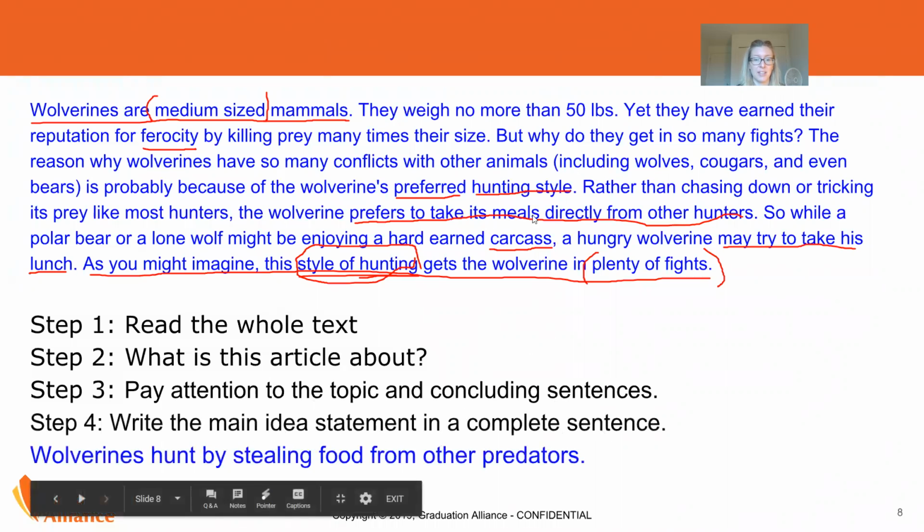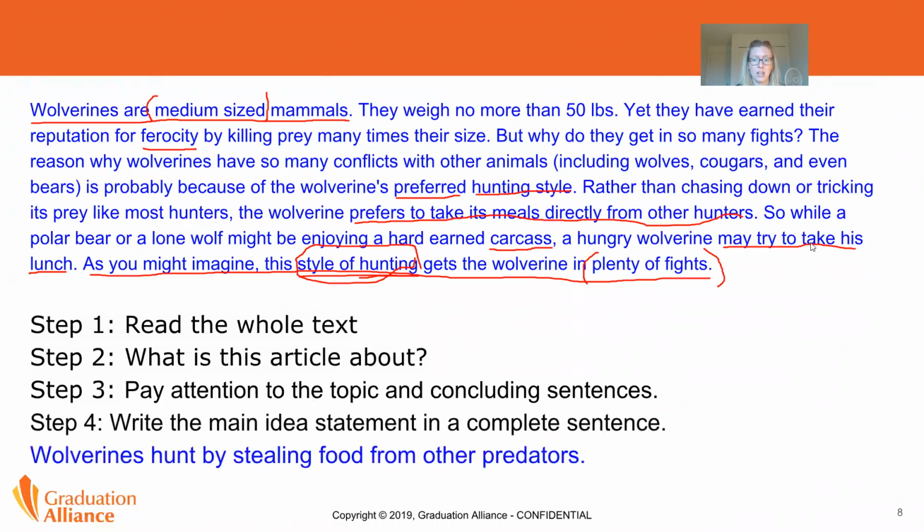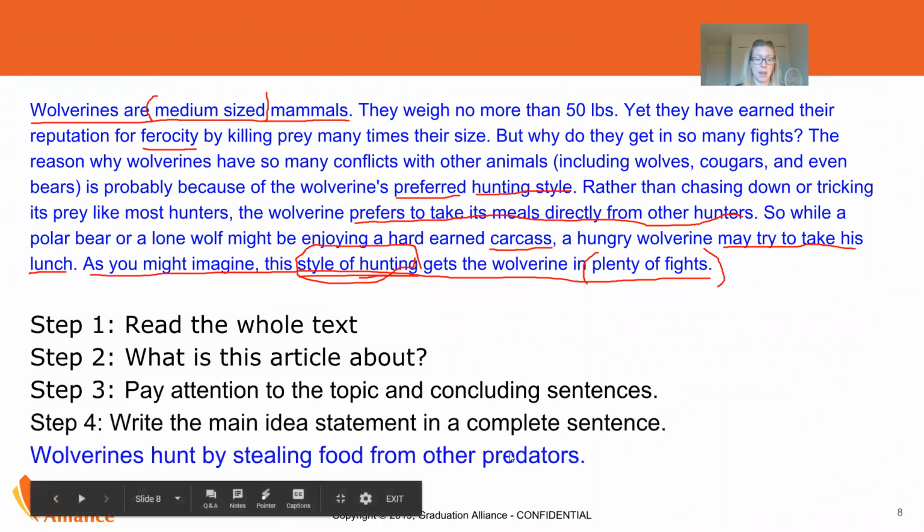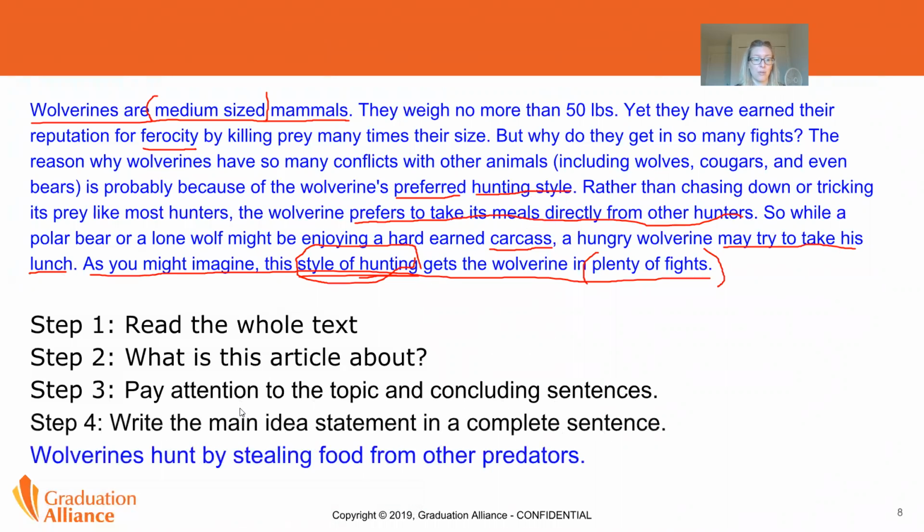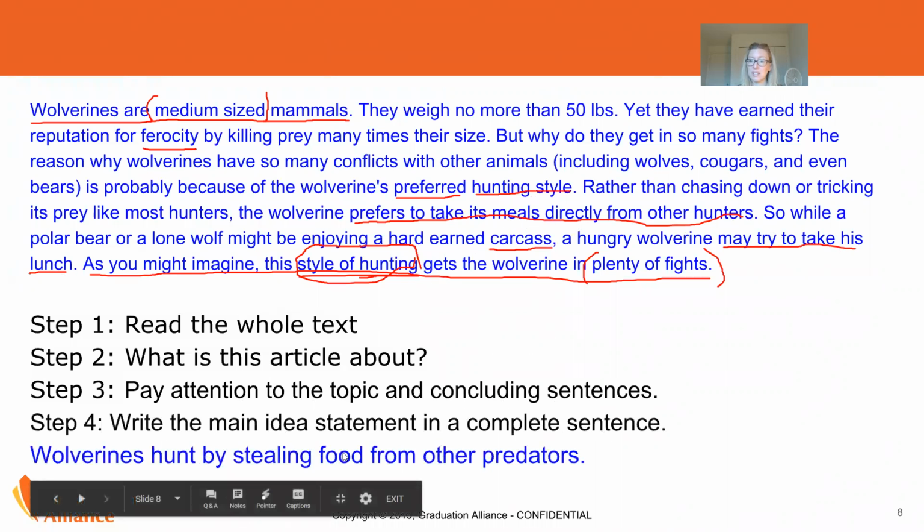So the biggest thing was that this was hinted at, the hunting style, taking someone's lunch, and meals taken directly from other hunters. That's how I got this main idea. So we went through all the 4 steps, and then of course we wrote it in a complete sentence.